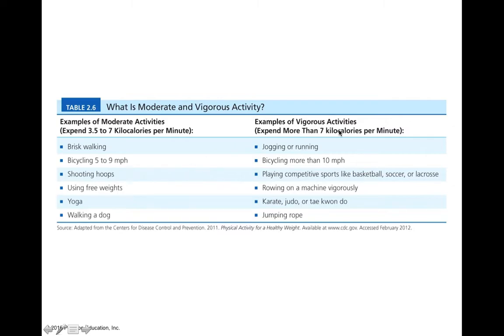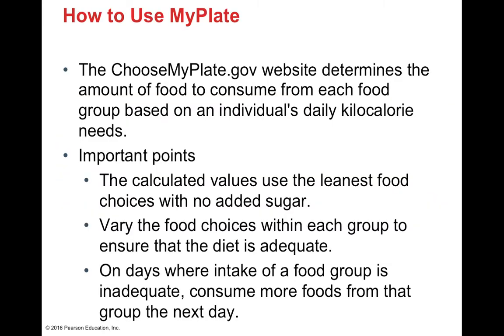More vigorous activities, which would expend more than 7 kcal per minute, would include things like jogging or running or bicycling at higher speeds, like 10 miles an hour. Competitive sports, such as basketball, soccer, lacrosse, rowing on a rowing machine, or karate, or jumping rope. These would be examples of vigorous activities whereby you would expend more kcal per minute.